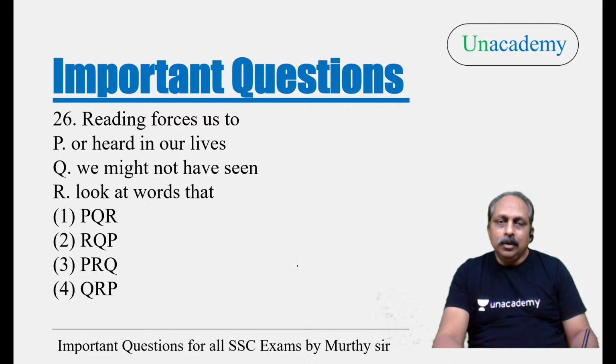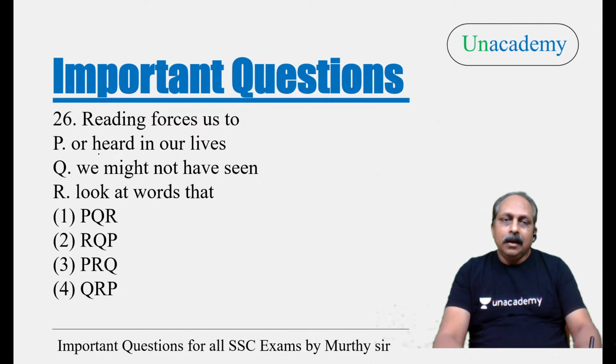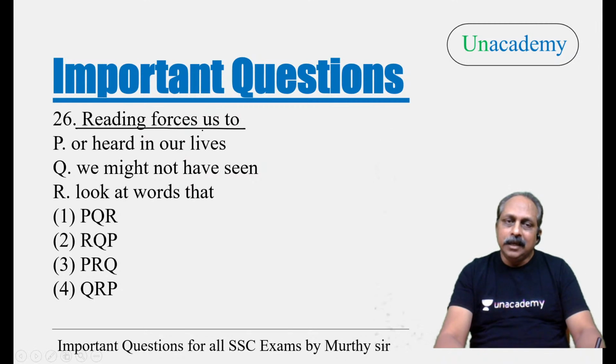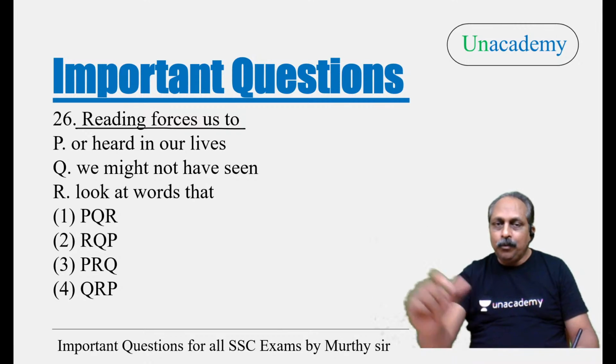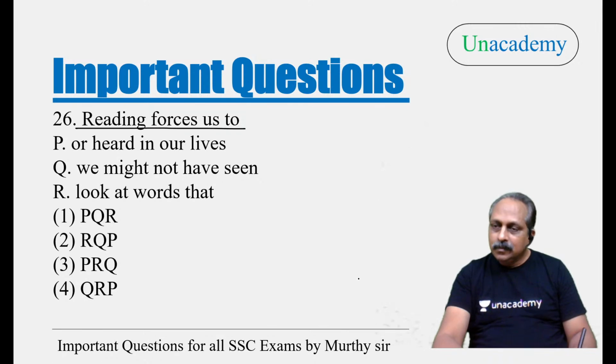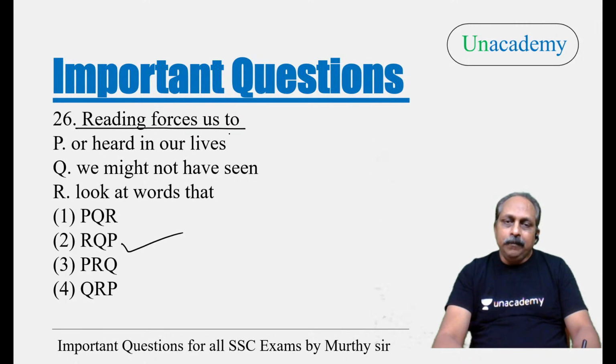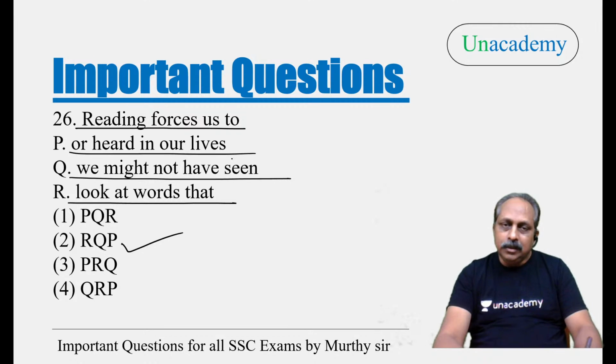Reading. Now these are new. You all must be knowing scrambled sentences. From that you get culprit. First you listen to me. This is a given sentence. Then you have three parts, P, Q, R. You have to get the correct order. Start with: reading forces us to do what? 26.2. Look at words that we might not have seen or heard in our lives. Yes, answer is the second option. Reading forces us to look at words we might not have seen or heard in our lives. Second option, RQP. That is the correct order.